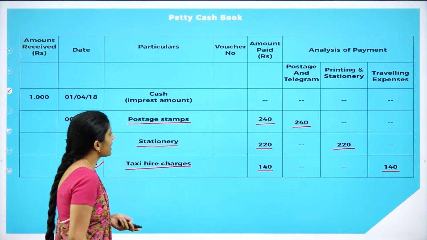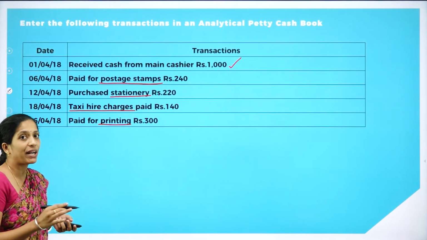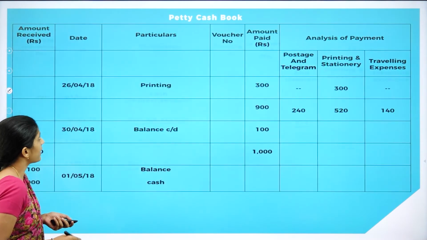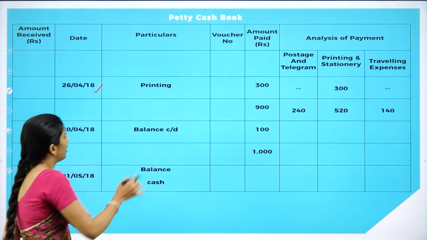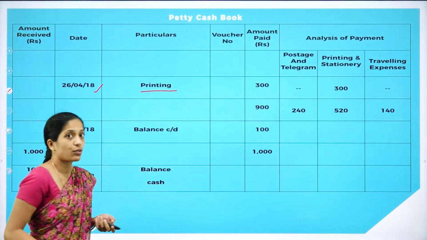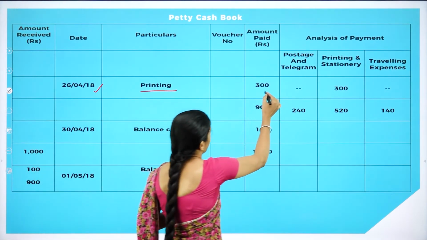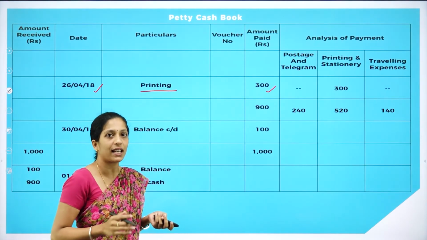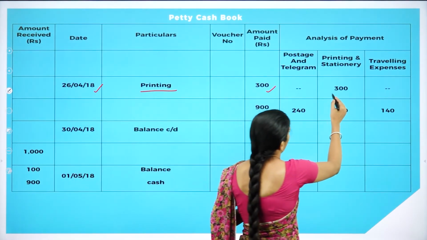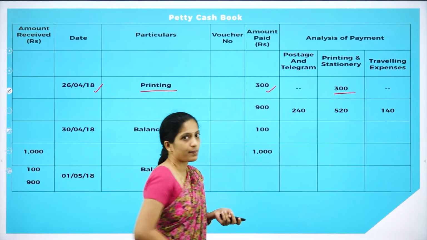Now moving on to the next transaction, it is paid for printing. On which date has it taken place? 26/4/2018, and in the particular column we will write it as printing. Next, what is the amount paid? Amount paid is 300, and where does it come? This printing comes under printing and stationery. So we'll write the amount 300. Rest two columns are empty.